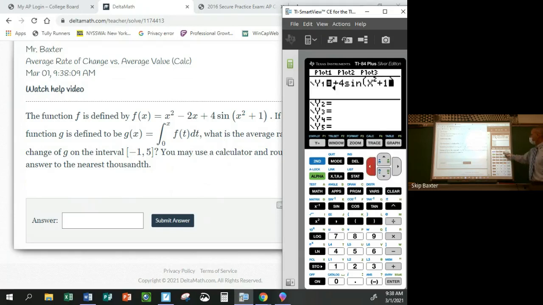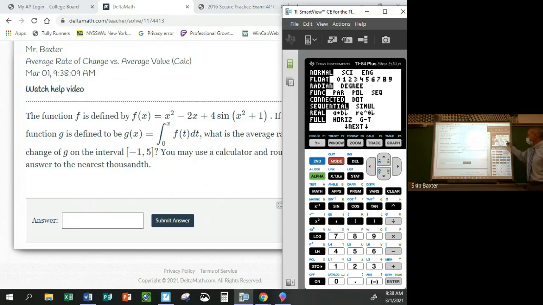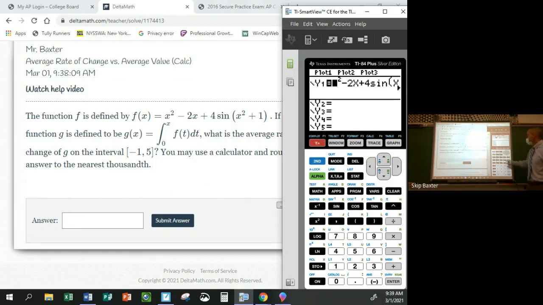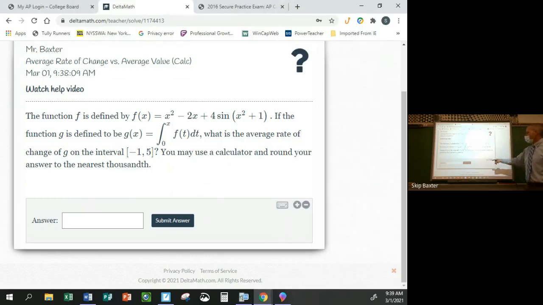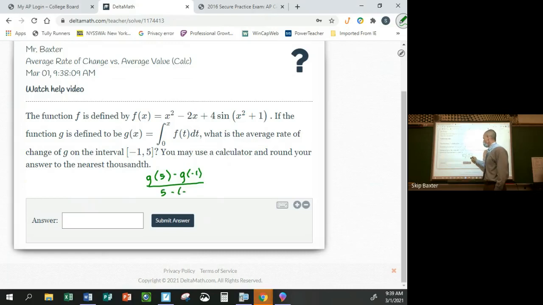Okay, so then just make sure that you didn't have any typos on your calculator. Everything looks good. Make sure your calculator is in radians. It is. So now I don't ever have to type this in again. Now let's look at the question. If g is defined to be the integral from 0 to x, what's the average rate of change of g on the interval from -1 to 5? So the average rate of change of g would be g of 5 minus g of -1 over 5 minus -1, right?